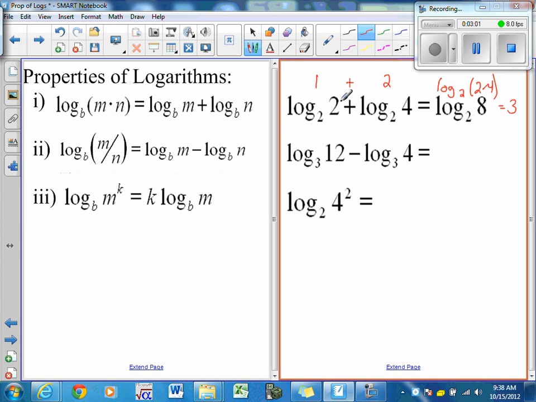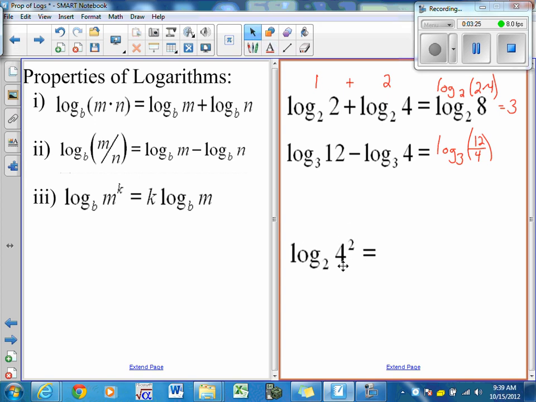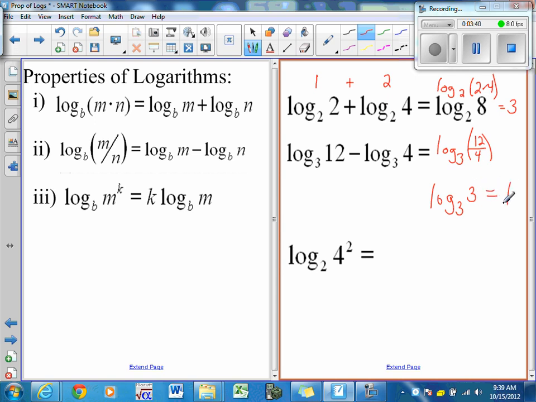It works. The second property says if we divide inside a logarithm, m divided by n, we can subtract the 2. So if I have log base 3 of 12 minus log base 3 of 4, I can rewrite that as log base 3 of 12 divided by 4. Now, why would I want to do that? Well, if I have 12 divided by 4, that's 3. So this just gives me log base 3 of 3, which, once again, log base 3 of 3 is 1.